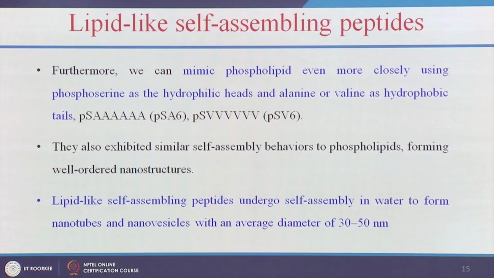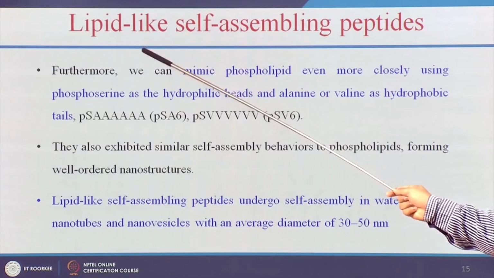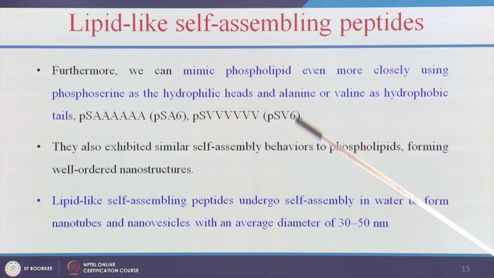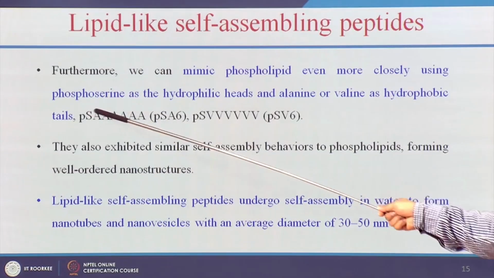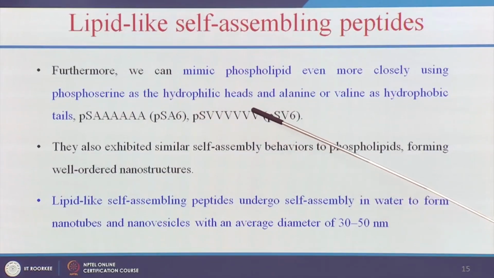And this mimics exactly like your phospholipid. So we can also make lipid-like self-assembling peptides which mimic phospholipids. How can we do that? We can add an amino acid called phosphoserine. If you add phosphoserine as a hydrophilic head and alanine or valine as a hydrophobic tail, it can exactly mimic your phospholipid. So this could be useful for making an artificial cell membrane.